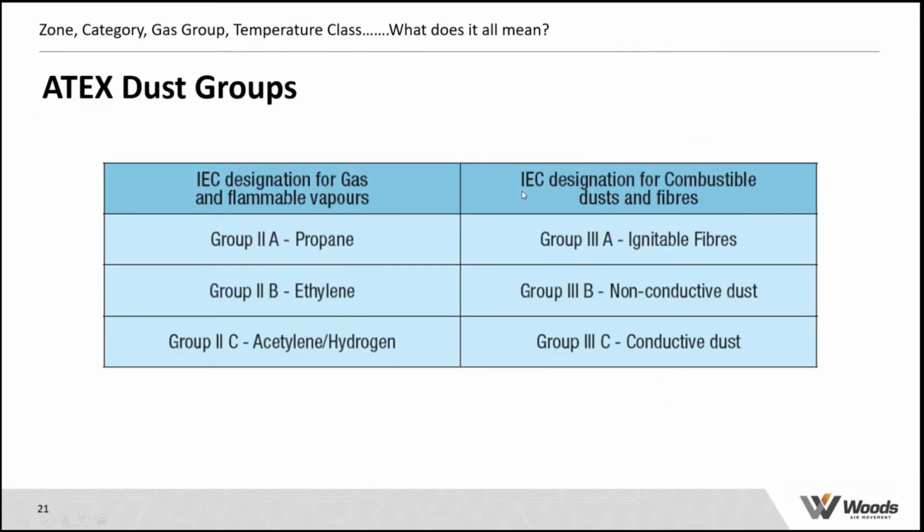So just looking at the designations we now have for the gases, it goes 2A, 2B, 2C, but for the fibres and dusts, that's a little bit different. But again, group 3C will cover B and A. So this is the lowest risk, this is the highest risk. And basically that is with conductive dust.